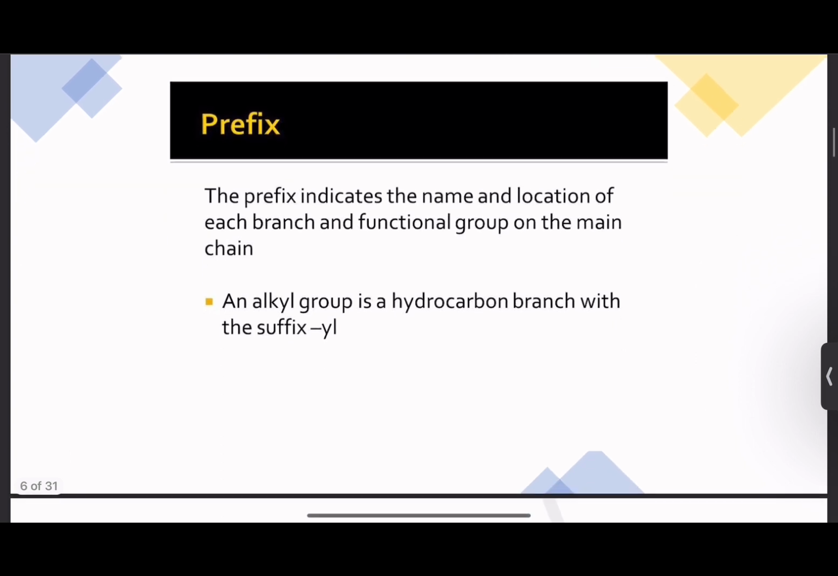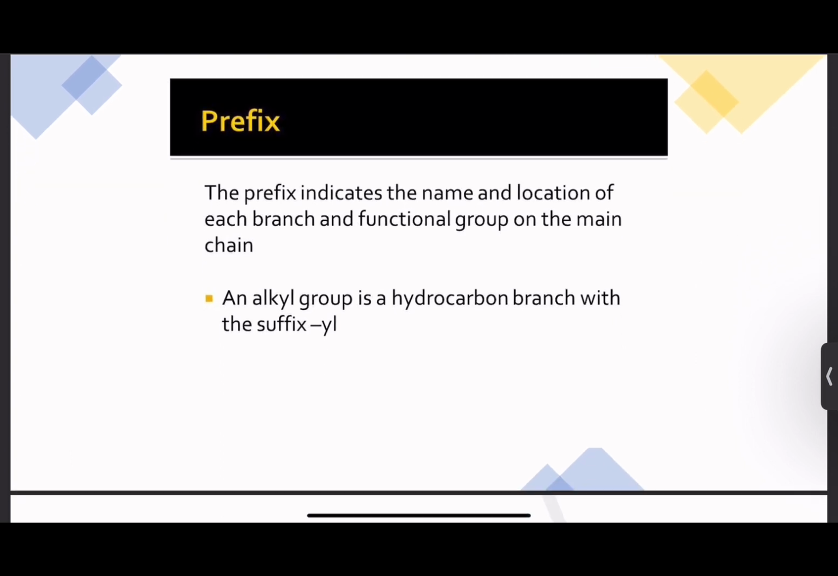Okay. And then the prefix. Prefix indicates the name and location of each branch. Do you remember we talked about having a branch? We use those to find where the branches are, the functional group on the main chain. So if we have a main chain, for example, this is the line diagram, that was a main chain. And if you have branches attached to it, these are called your branches, okay?